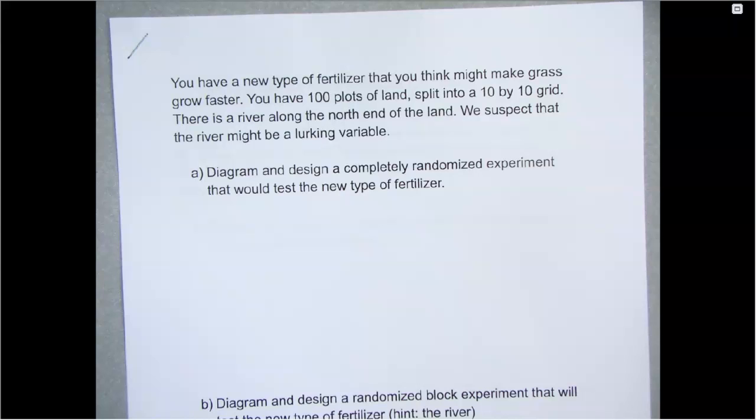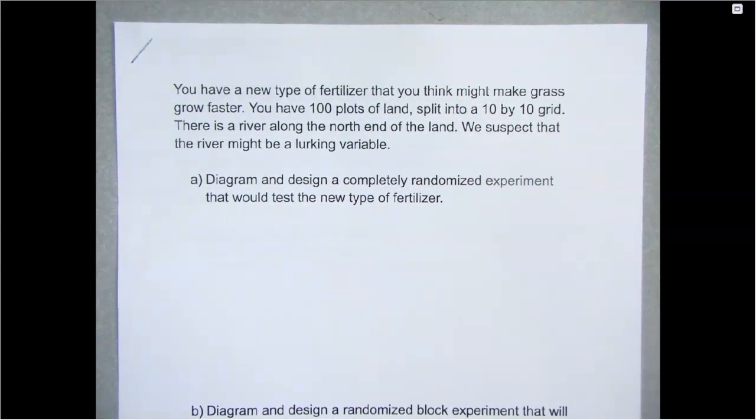Okay, so part A says design and diagram a completely randomized experiment that would test the new type of fertilizer. So I've really got 100 plots of land. I want to randomly assign 50 of them to get the new kind of fertilizer and 50 of them to get the old kind of fertilizer. So then at the end I could say, well yeah, the 50 with the new kind grew a lot more than the 50 with the old kind, or whatever it might be. So the first thing we have to do is randomly assign which grass gets which type.